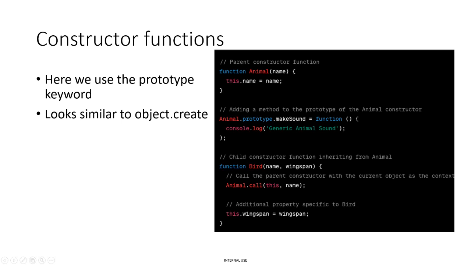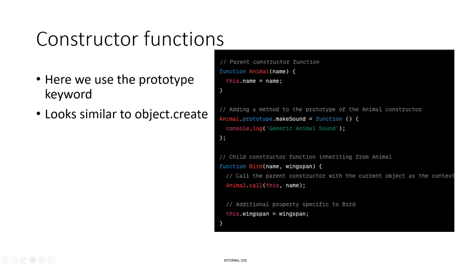Now you're going to have a child constructor function inheriting from animal. This is the same thing we did in the previous example, where we used Object.create to create an object using the animal blueprint. And then from there, we can create our own bird using the bird blueprint. So we have a function bird now that's going to take in certain attributes specific to a bird.